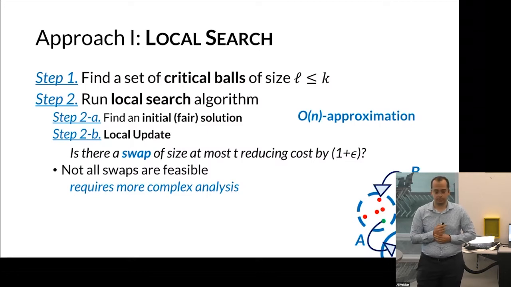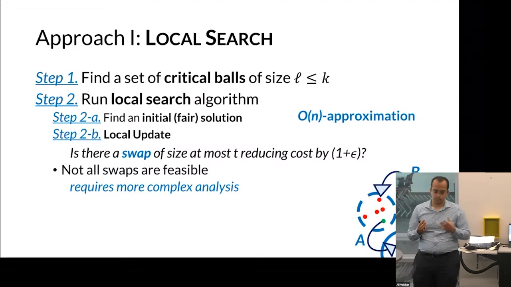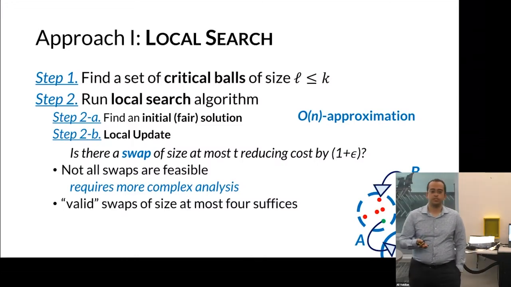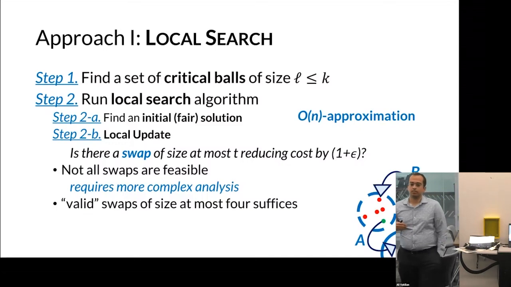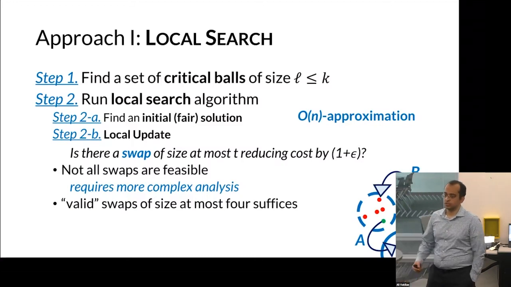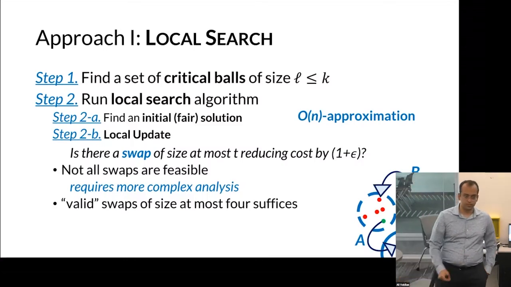And actually, we didn't try to optimize the constant factors, and it could be possible to get a better constant factor. But what we could show is that there's always a valid swap of size at most 4. If you are more than 1 plus epsilon times the optimal solution, then you can always find a swap of size at most 4 that gets some improvement in the local search.